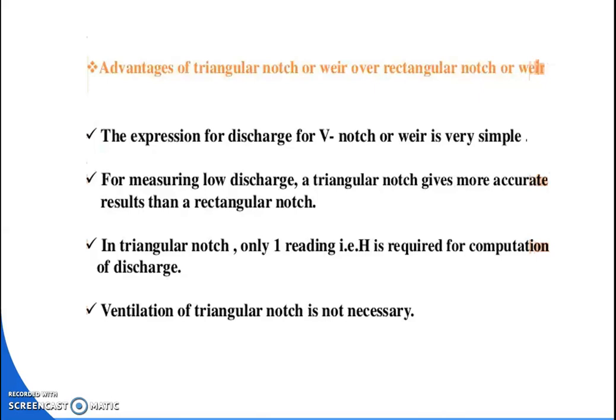The depth of water in case of rectangular notch is less in comparison to that in triangular notch. So triangular notch is very simple, accurate discharge can be obtained, and only one reading is required. So H is only required, and the ventilation problem does not arise. Hence triangular notch is very much needed for the supply of water.